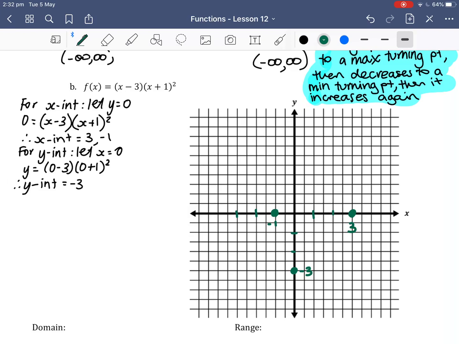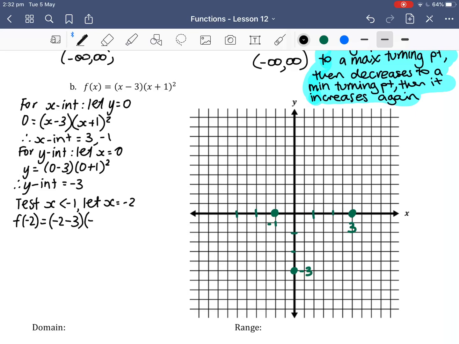So what we need to do is test what happens to our function. So we don't know, again, whether our function starts above our x-axis or starts below our x-axis. So let's calculate that. So let's test what happens to our function when x is less than minus 1. So when x is less than minus 1, we're going to let our x equal negative 2. So let's sub in negative 2 into our function.